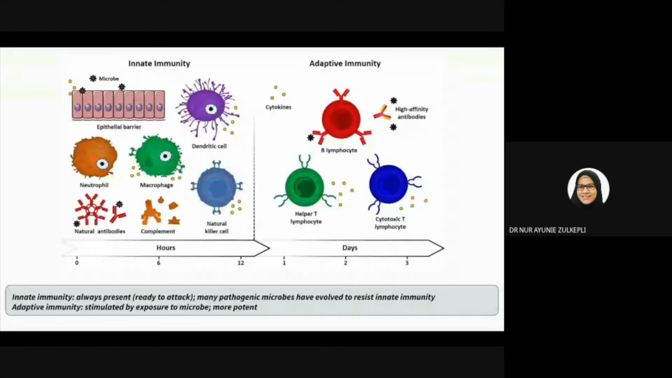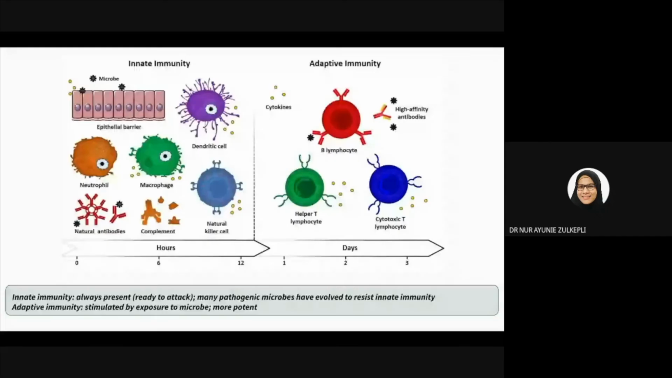And also for adaptive immunity, it's stimulated by exposure to microbes or more potent viruses. Okay. Some dust, some pollution, may require only the first-line defense, our physical or chemical barrier. But for infection by microbes or viruses, it usually will undergo the adaptive immune response.